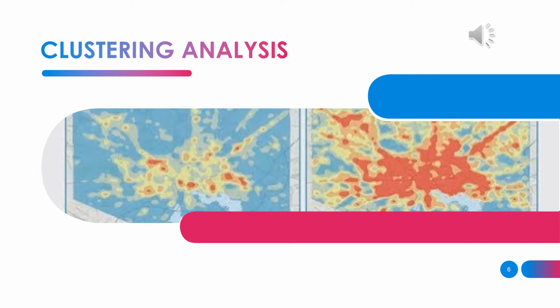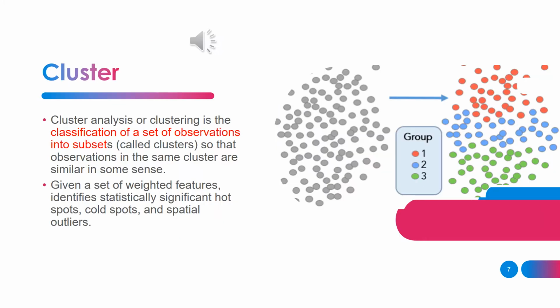The second analysis is cluster analysis. Cluster analysis is the classification of a set of observations into subsets, also called clusters, so that the observations in the same cluster are similar in some sense. Given a set of weighted features, cluster analysis identifies statistically significant hot spots, cold spots, and spatial outliers.